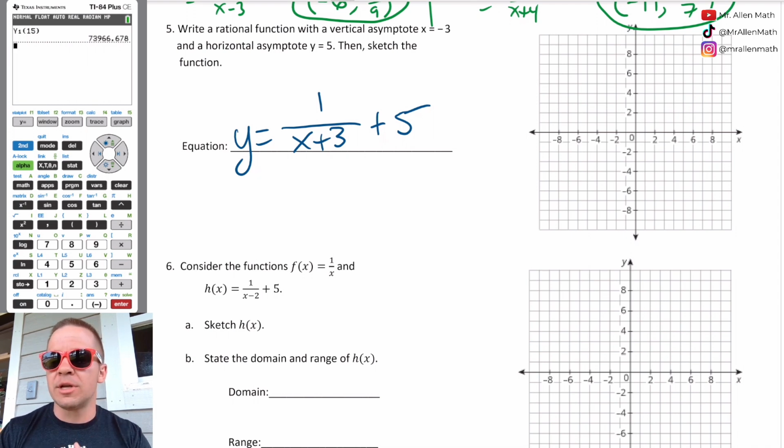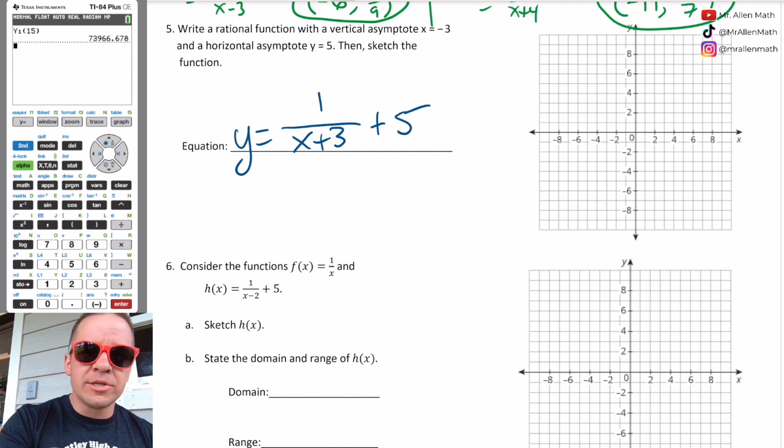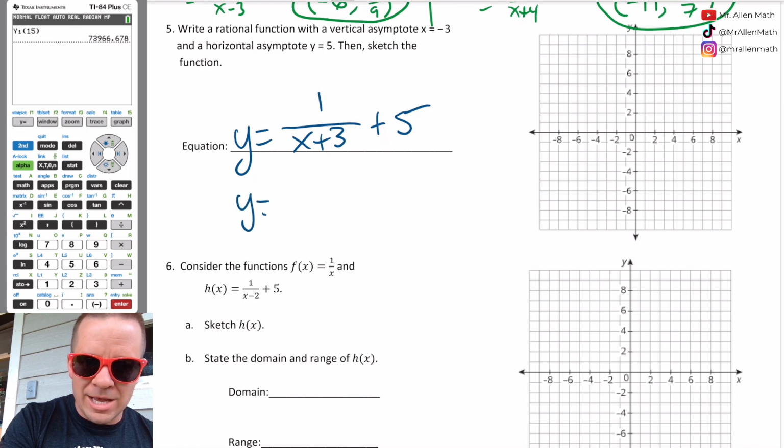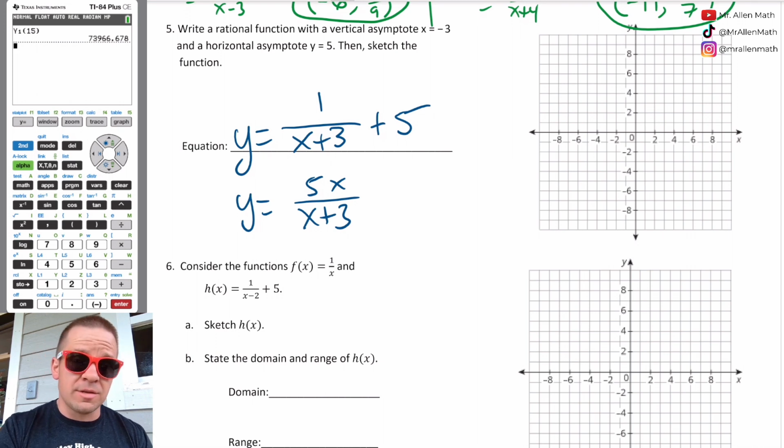You could have also done a 5x in the numerator. So another option would be y equals 5x over x plus 3. That would do it too, right? The degrees are the same, both x and x. So it'd be my coefficients of 5 over 1, so y equals 5. So that would also work. Either one of these are cool. There's actually a number of them. You could do 5 times x plus 1, 5 times x plus 7, whatever. So there's a lot of different things we can do here.